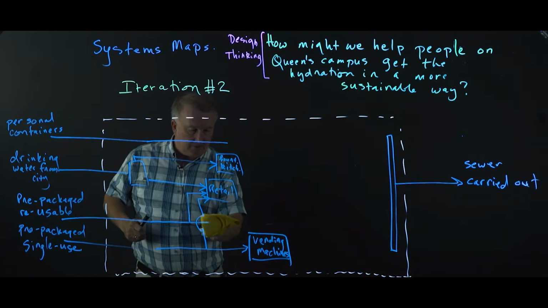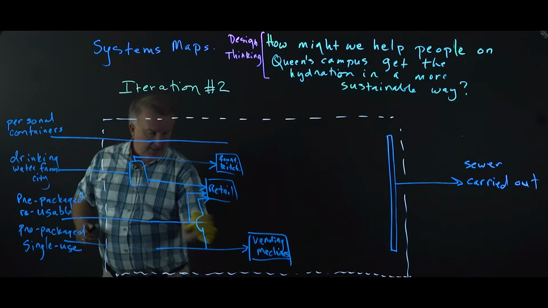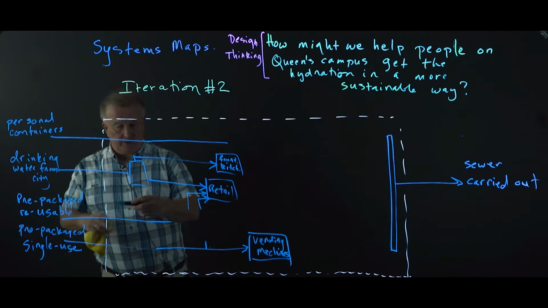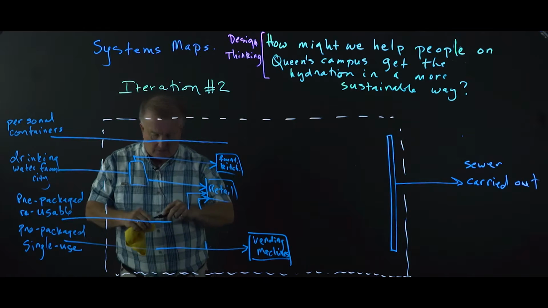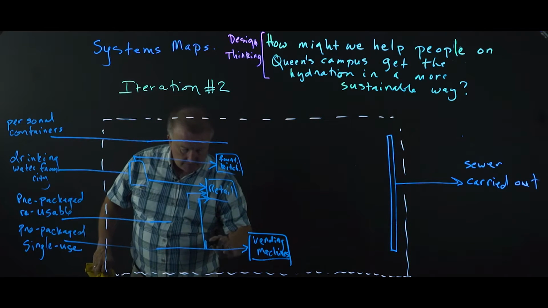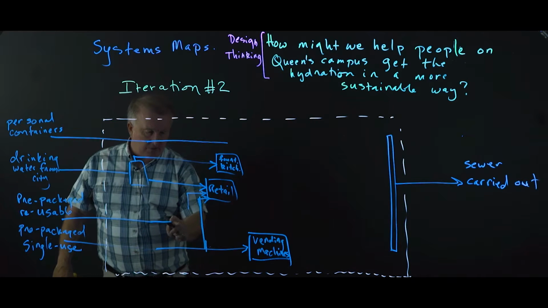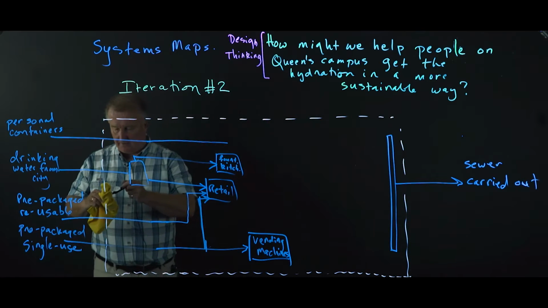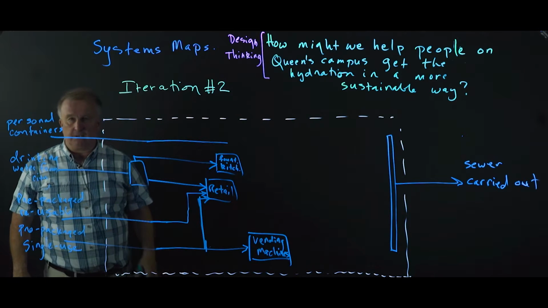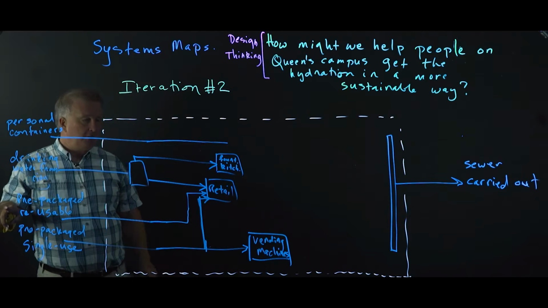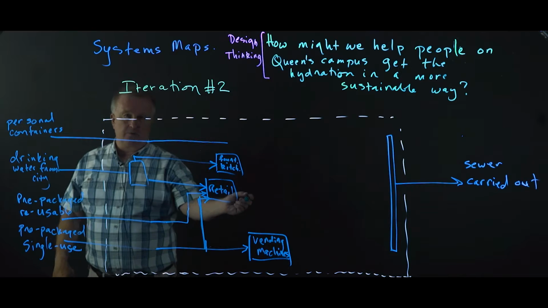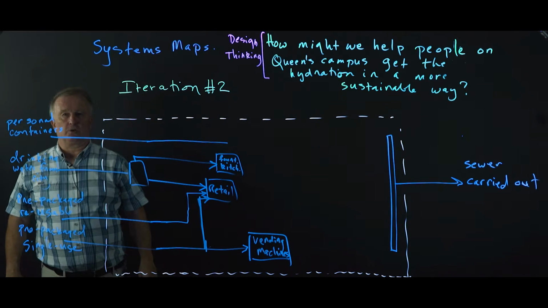I'm going to assume that the number of prepackaged containers that get carried on campus by individuals is probably relatively small relative to the total number of containers that get sold on campus. So I'm just going to ignore the fact that people might bring them on campus themselves as well and say that what I'm mostly interested in, the dominant streams, are prepackaged reusable, which gets sold through retail, prepackaged single-use, which either gets sold through retail or through vending machines.